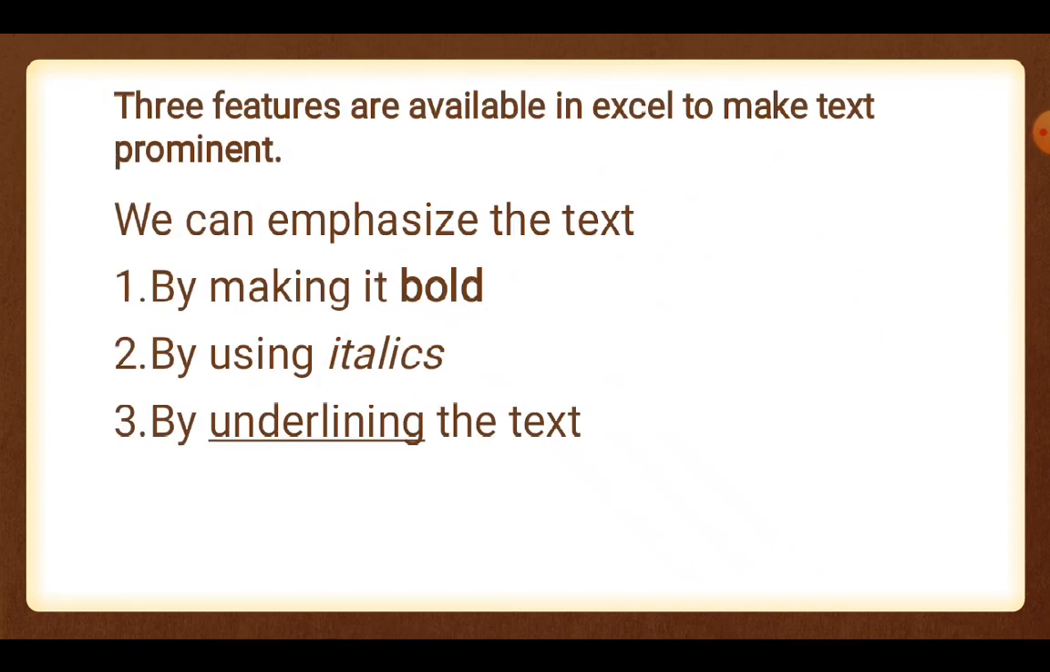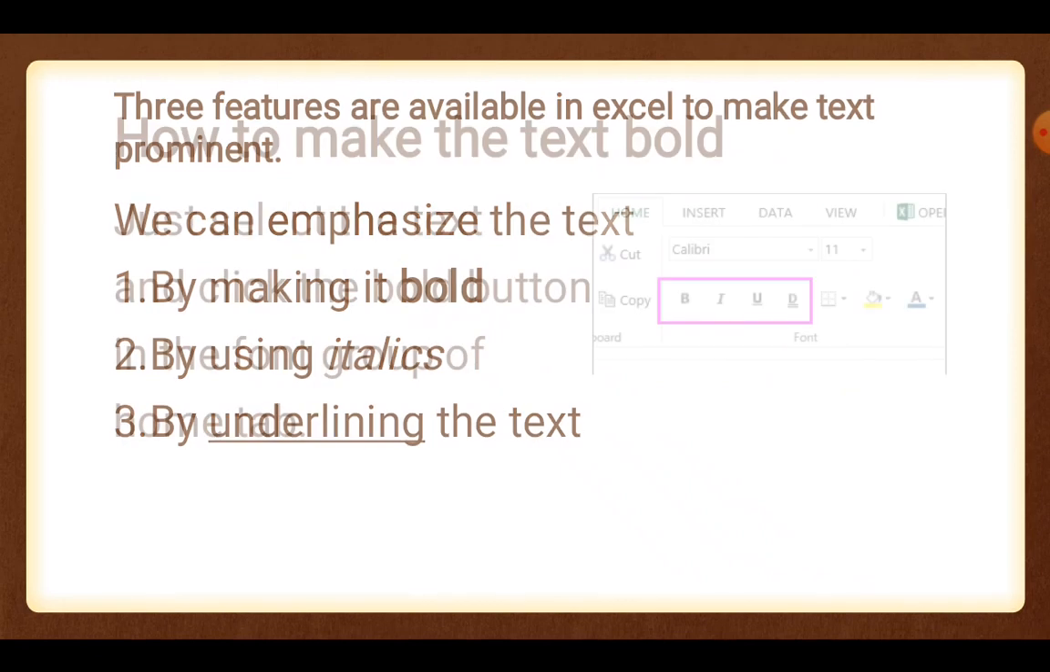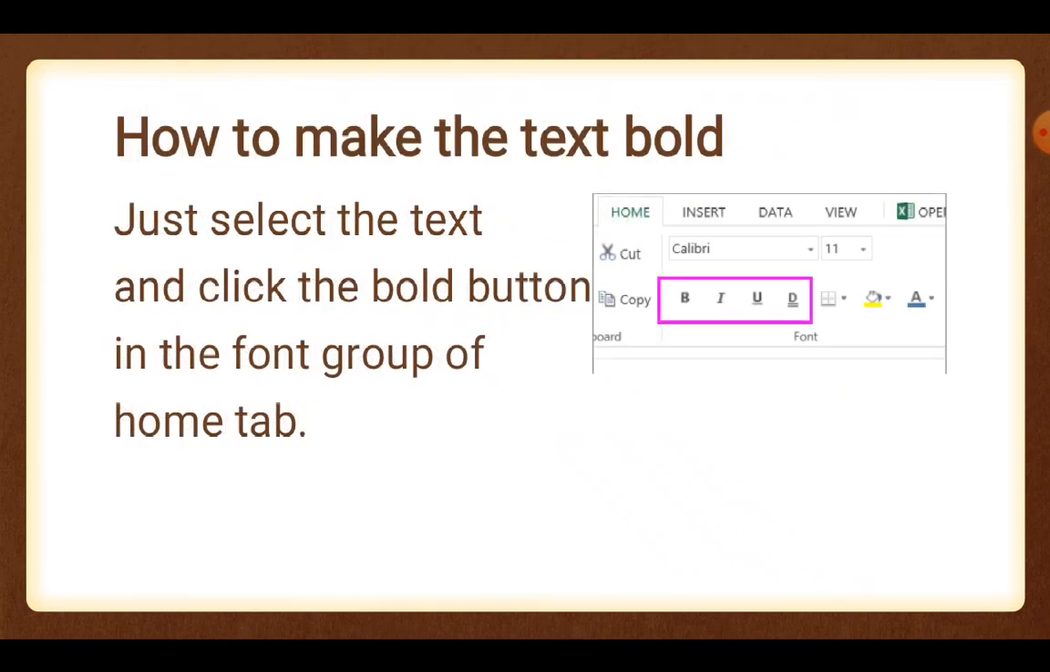Students, we have 3 features available in Excel to make text prominent. We can emphasize the text by making it bold, by using italics, or by underlining the text. Let's see, students, how you can make the text bold. Just select the text and click the bold button in the font group of Home tab.